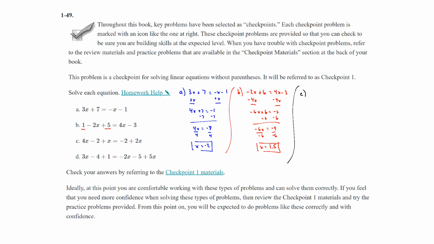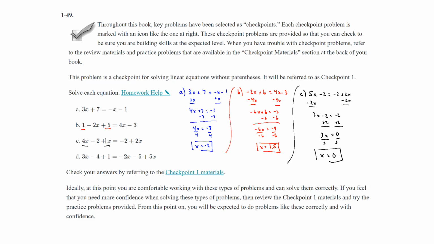All right, problem C. Same thing here, except now we can add our variable terms together. We can combine them. 4x plus 1x, there's a 1 in front of that x, is 5x minus 2 is equal to -2 plus 2x. So I'm going to work with the variable term first. That'll give me 3x minus 2 is equal to -2. And I'm going to add 2 to both sides, and 3x is equal to 0. And then divide both sides by 3. 0 divided by 3 is 0.